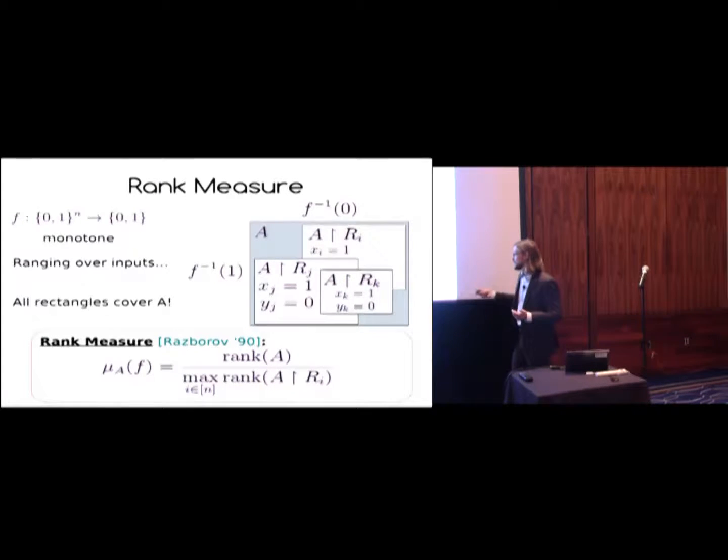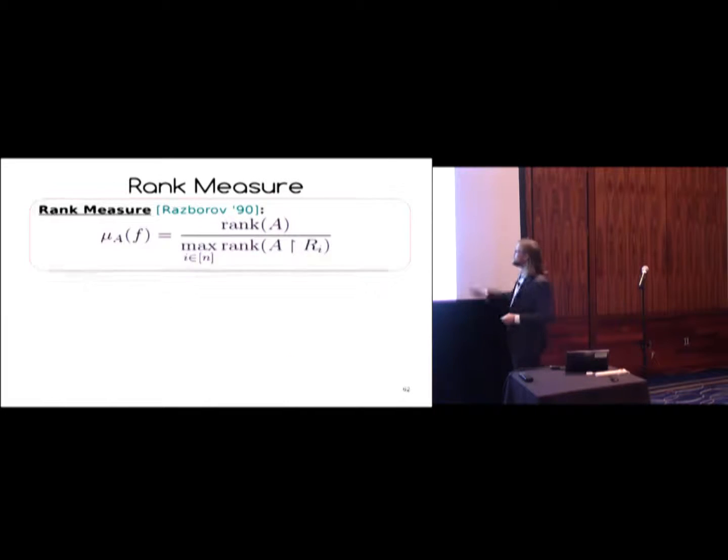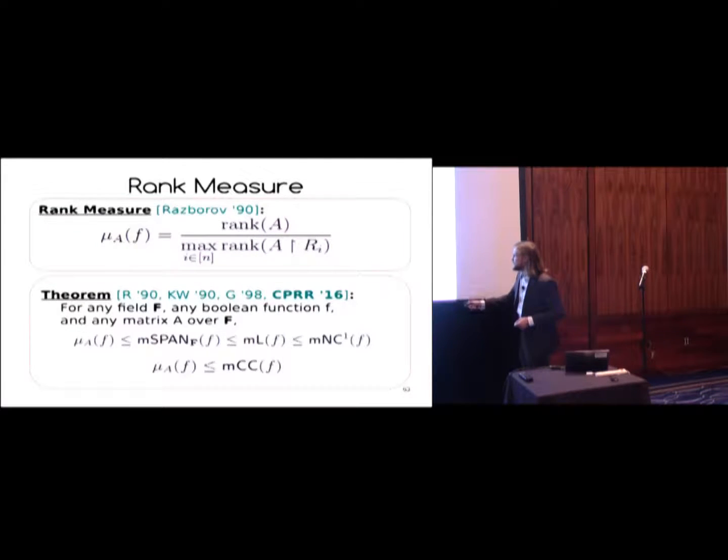Okay? So you should think of it like this. If we want to prove lower bounds on this measure for f, we get to vary A. Choose an A where the rank of A is really, really big, and the rank of all these submatrices is really, really small. Okay? So this is kind of a weird measure, right? At first glance, I mean, this is probably not the first thing you'd think of, but it has a bunch of really remarkable properties.